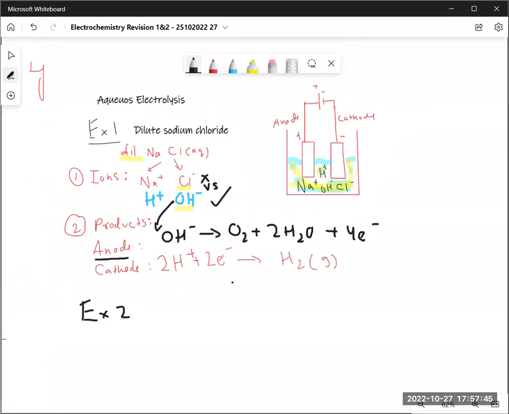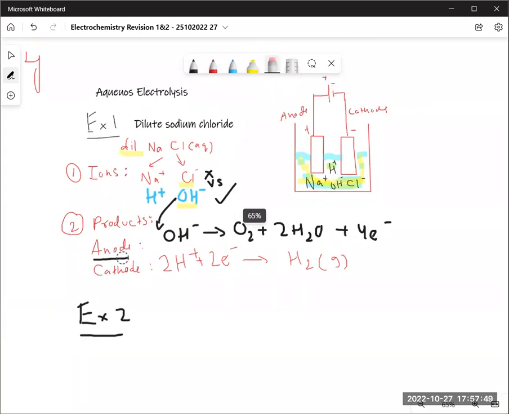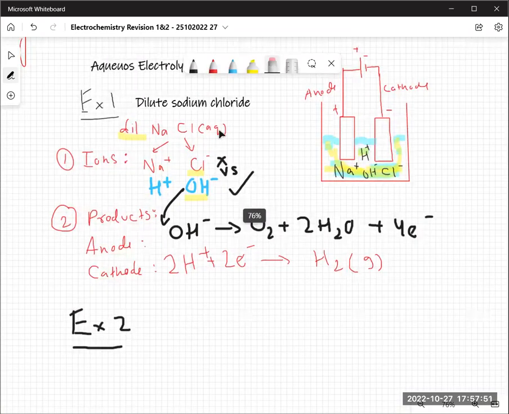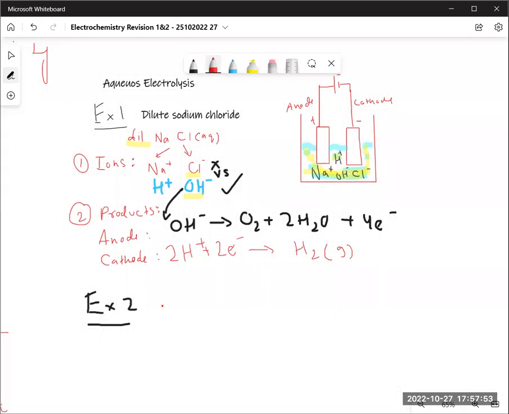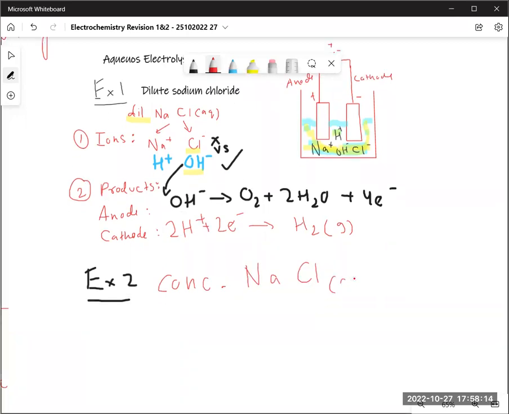Finish writing this in your notebook. Now example number 2. Let's take the example of copper fluoride, dilute. Now let's take concentrated NaCl, aqueous.